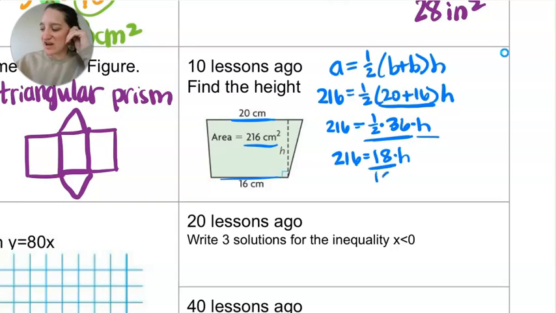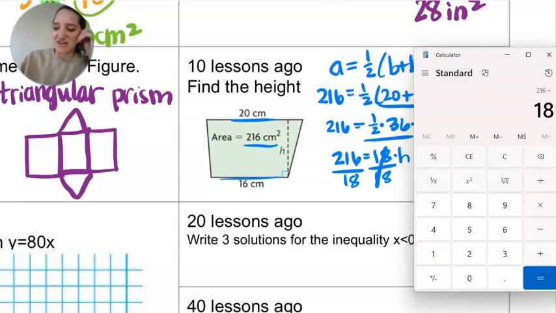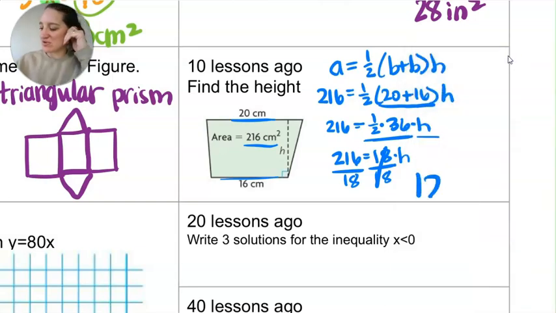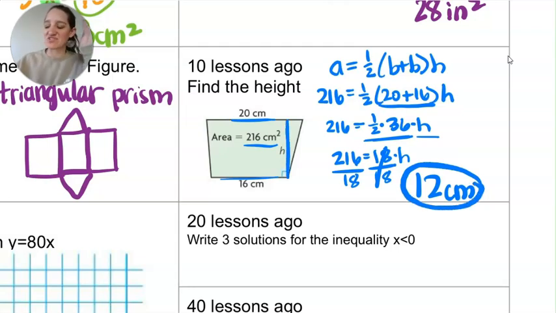So I need to figure out what to times with 18 that will give me 216. I'm going to work a little backwards. 216 divided by 18 gives me 12. So 12 centimeters is my height right there. Because it's a straight line, it's not squared, it's just the height.